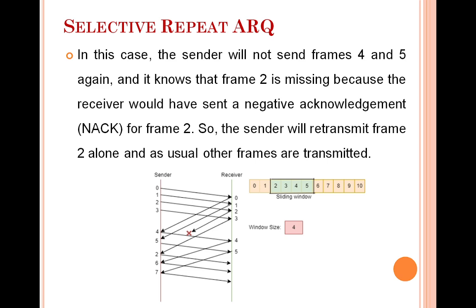Okay, so you have to understand this clearly. That is why you have to understand the concepts. If you read that content, you can get clarity. The sender will not send frames 0, 4 or 5 again. That's the main thing. It knows that frame 2 is missing because the receiver would have sent a negative acknowledgement for frame 2. So the sender will retransmit frame 2 alone, and as usual, other frames are transmitted. Only data frame 2 is sent. That is the main advantage of the selective repeat ARQ method compared to the go back N ARQ method.